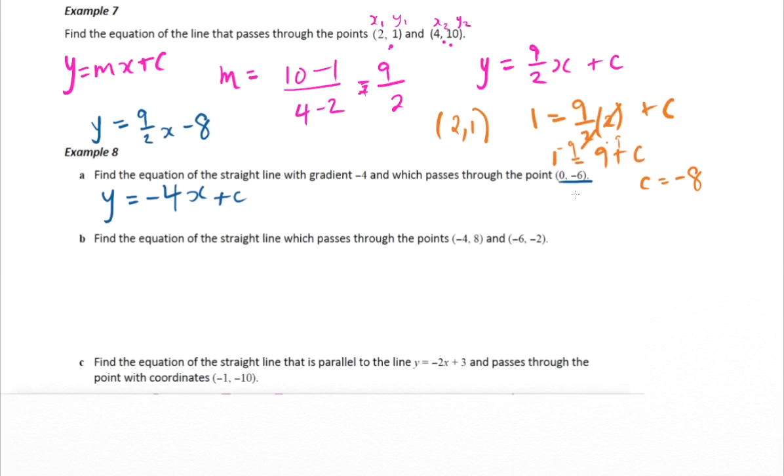There's one thing that I just noticed now. Can you tell what is special about this point? Well, it occurs when x is equal to 0, and what we know is that when x is equal to 0, that is our y-intercept. So we actually don't need to do the substitution. If you do substitution, you'll get the exact same answer. But I can tell that that is already c, so I can sub that straight into my equation. So that'll be y equals negative 4x minus 6.